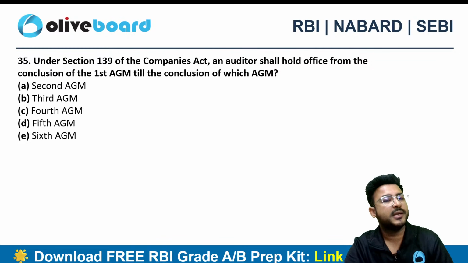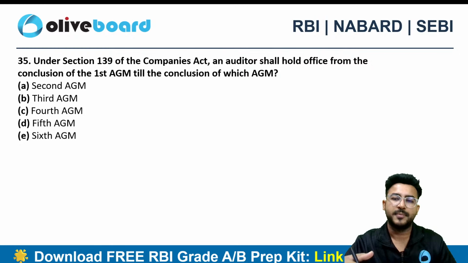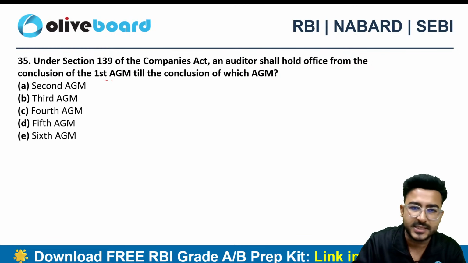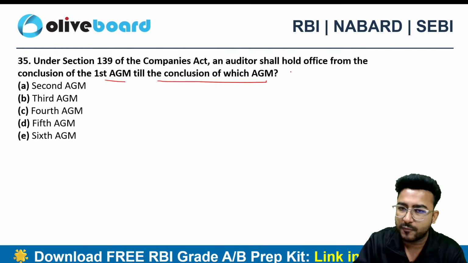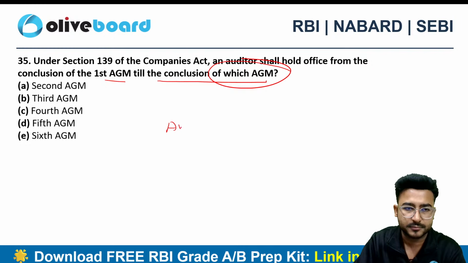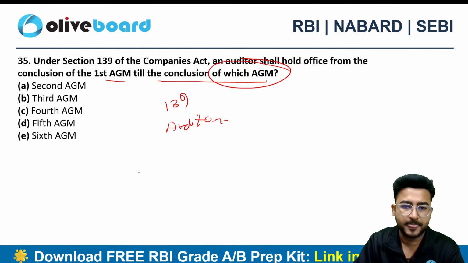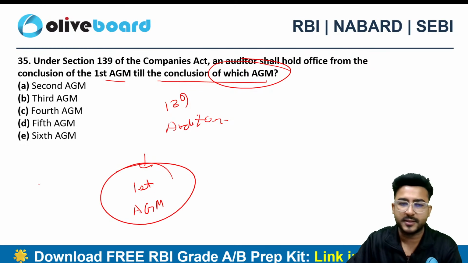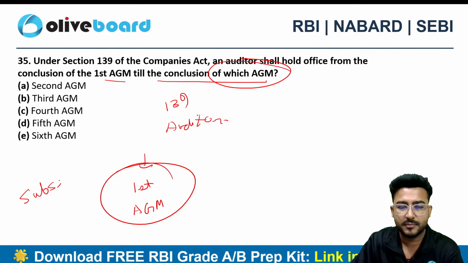Under section 139 of the Companies Act, an auditor shall hold office from the conclusion of the first AGM till the conclusion of what AGM? Again, a tenure related question. Let's suppose I have appointed an auditor under section 139 at the first AGM. So obviously at the first AGM, if I am appointing an auditor, this is a subsequent auditor.